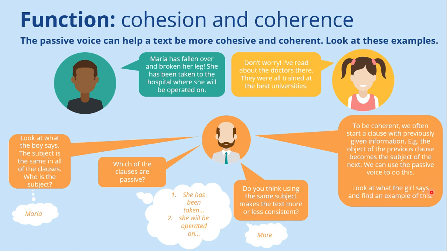Look at what the girl says and find an example of this. I've read about the doctors. They were all trained. So here the doctors is what? I've read all about the doctors here. Doctors here is the object. Now doctors change into the subject. This is what we call cohesion and coherence.